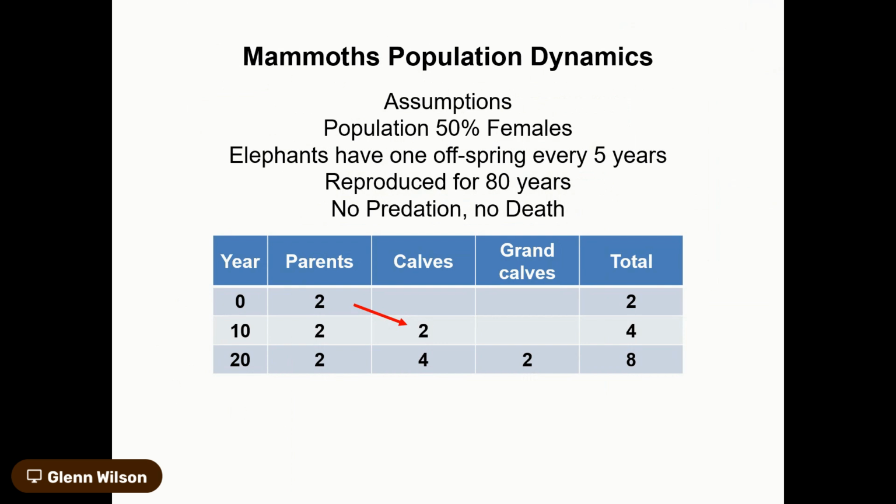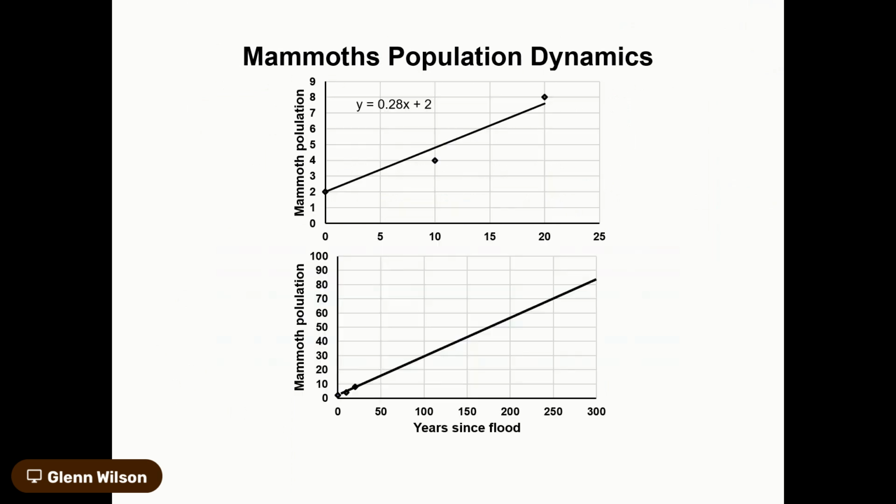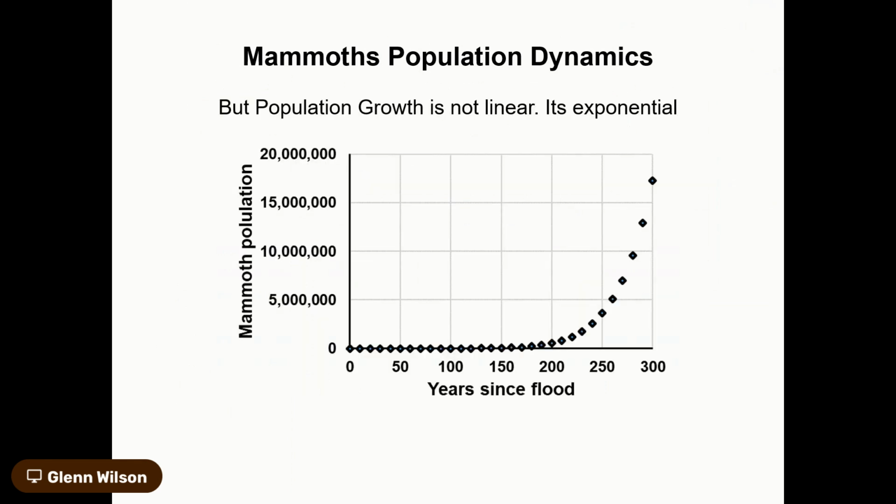Well, if you look at this, after 10 years, you've only got four. After 20 years, you've only got eight. And if you do the linear and extend it out, you would see at 300 years, at the peak of it, you would only have about 86 of these elephants, not 5 million. But the problem, as John said, is it's not linear growth, it's exponential growth because your offspring are reproducing.